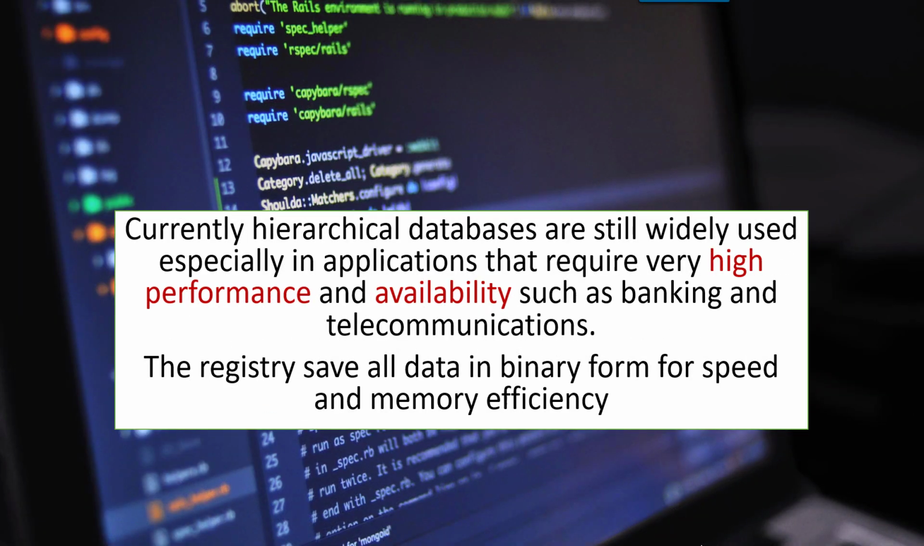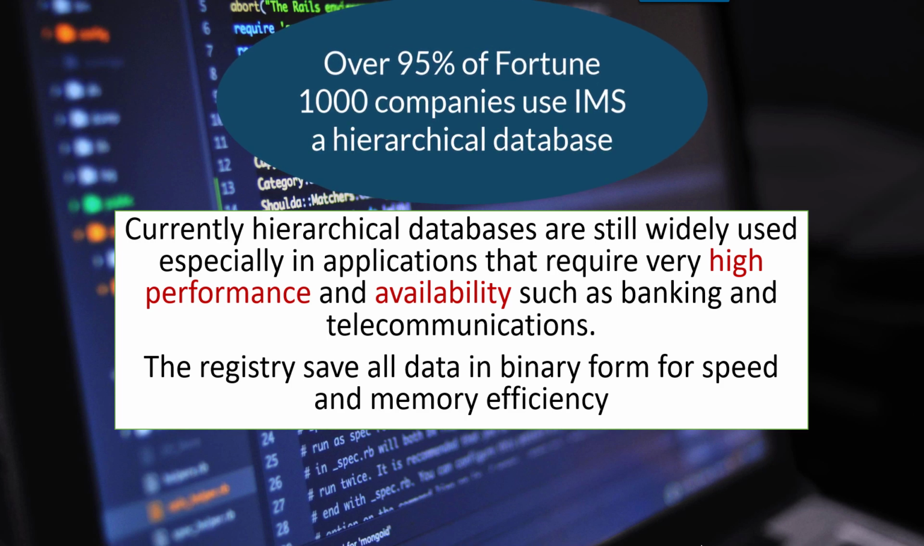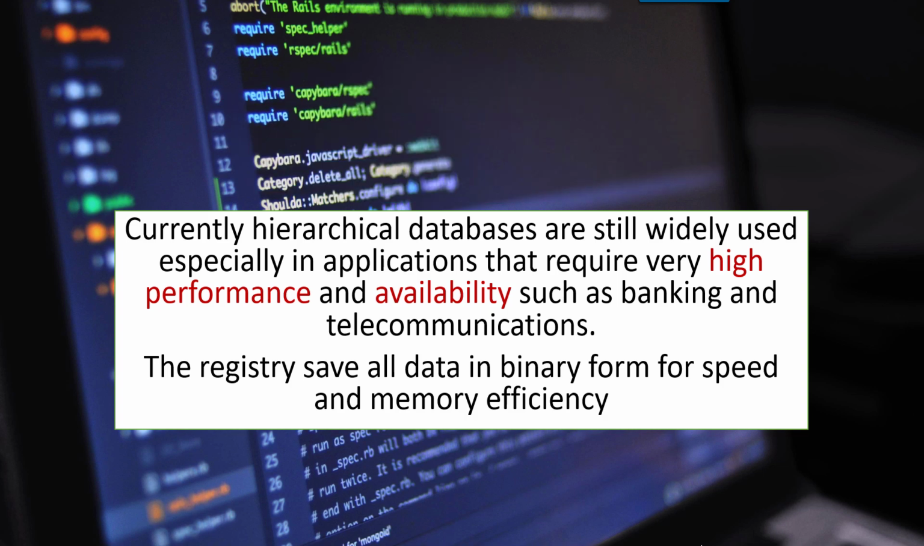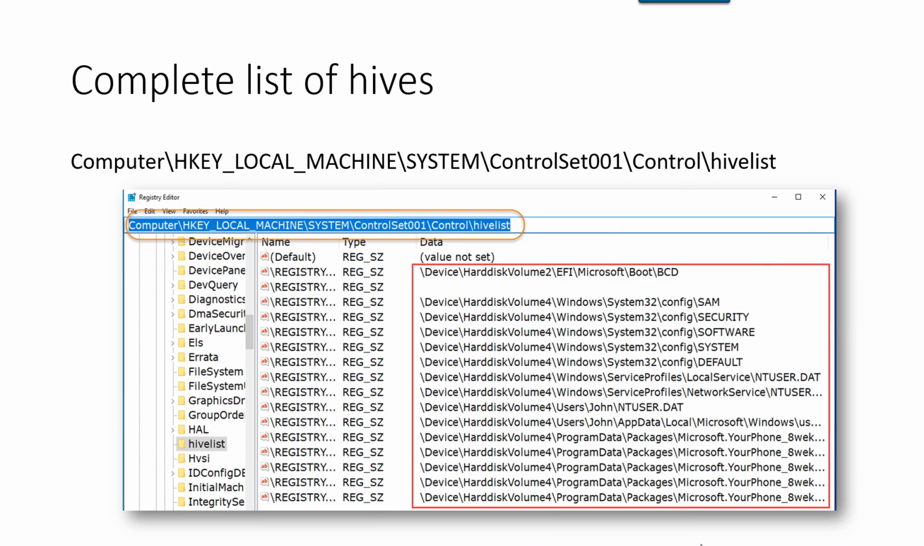Currently, hierarchical databases are still widely used, especially in applications that require very high performance and availability, such as banking and telecommunications. The registry saves all data in binary form for speed and memory efficiency. This is very important for Windows. In understanding what the registry is, let's first go and find the files that make up the registry.